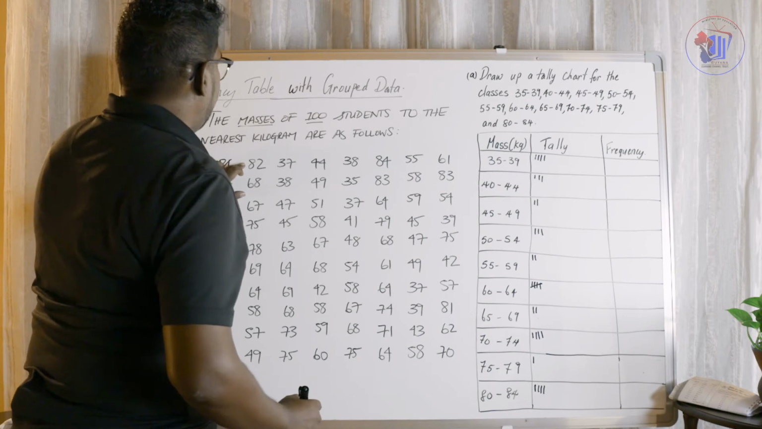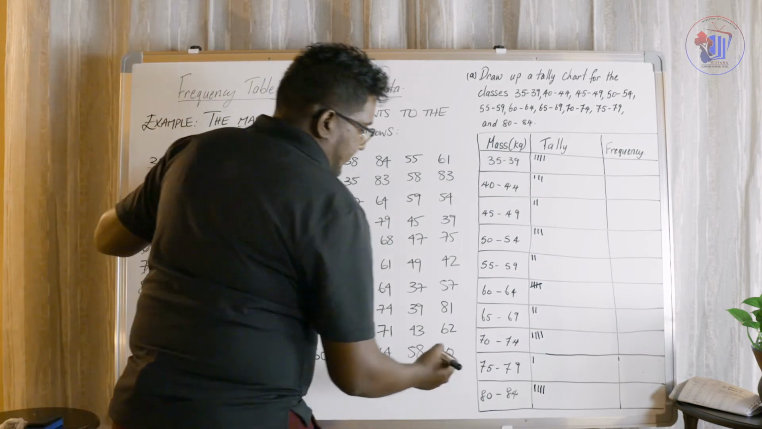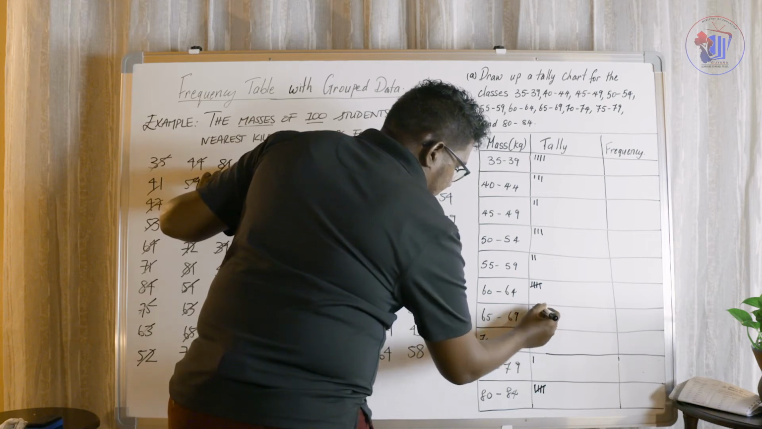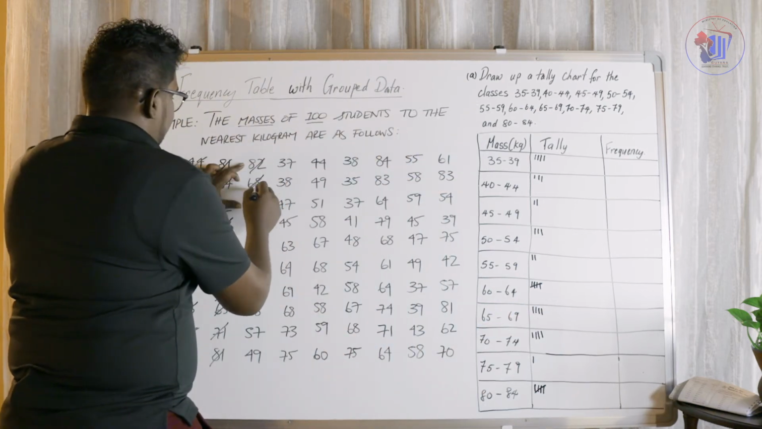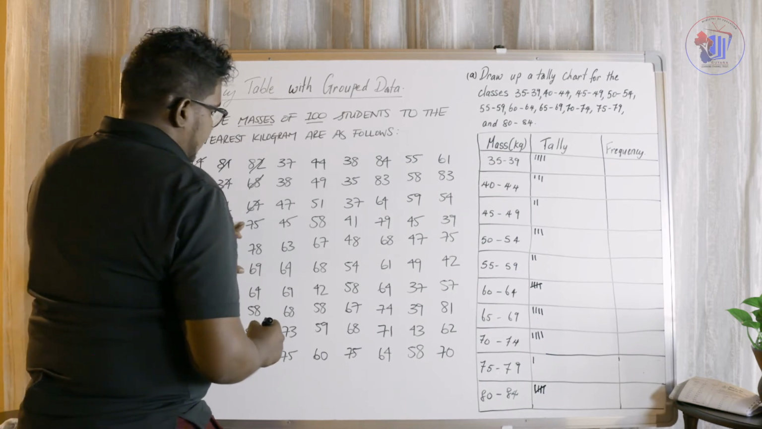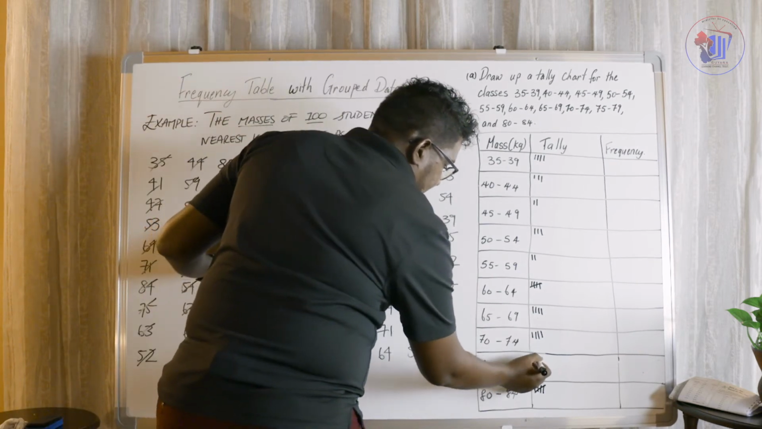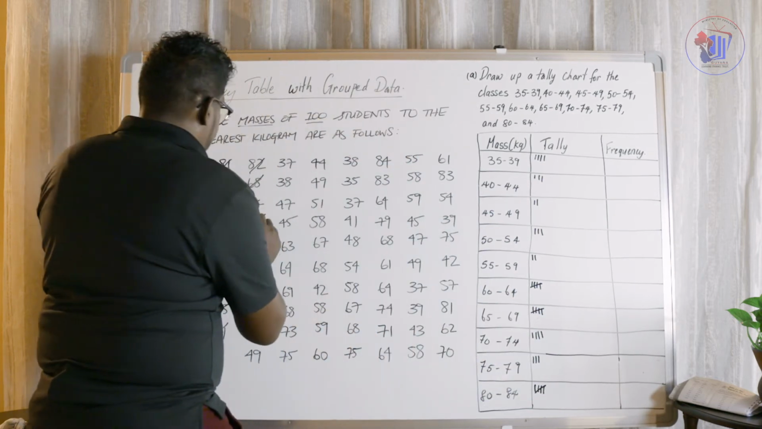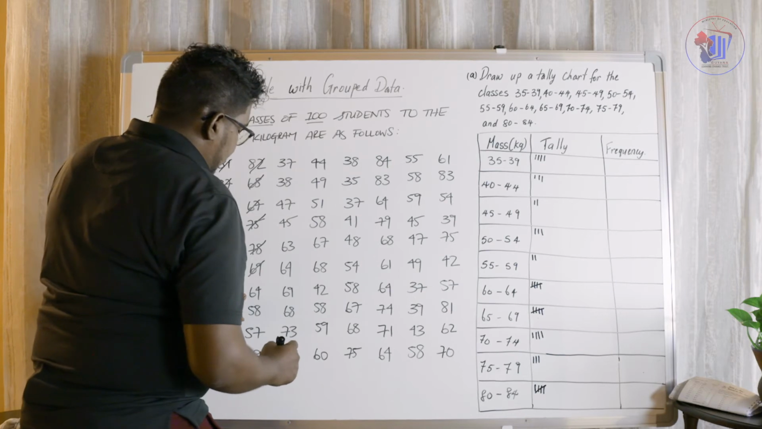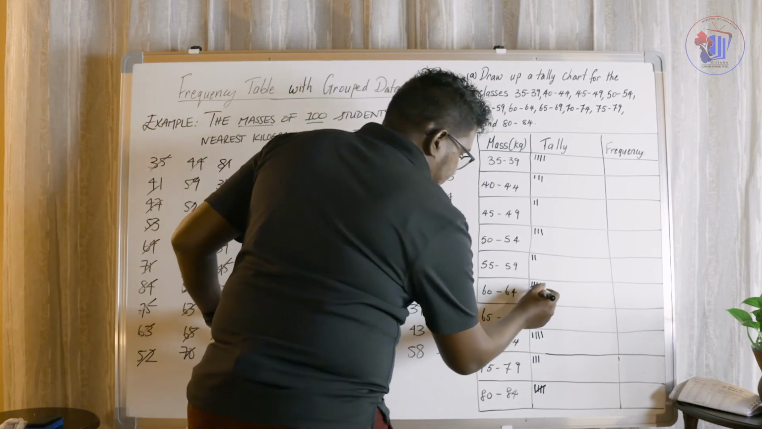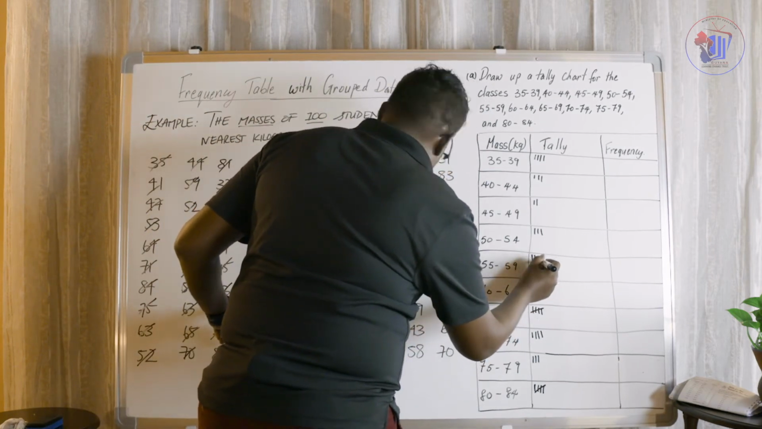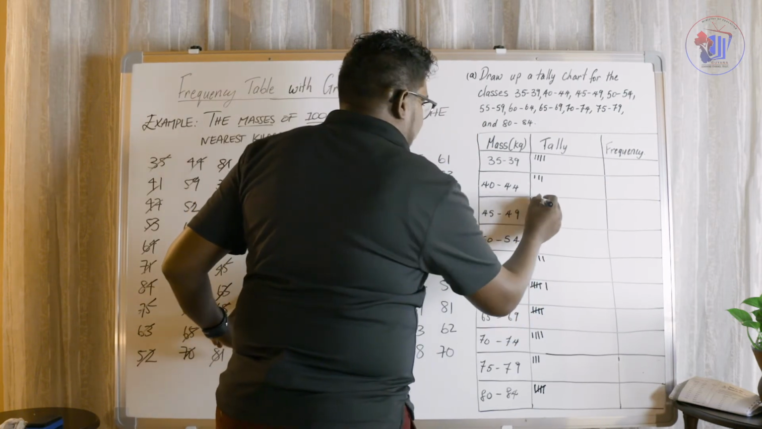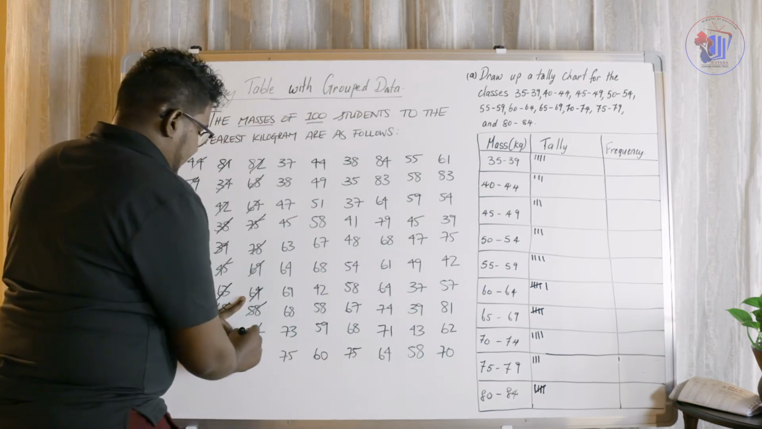Next column: 82, 68, 67, 75, 78, 69, 64, 58, 57, and 49.